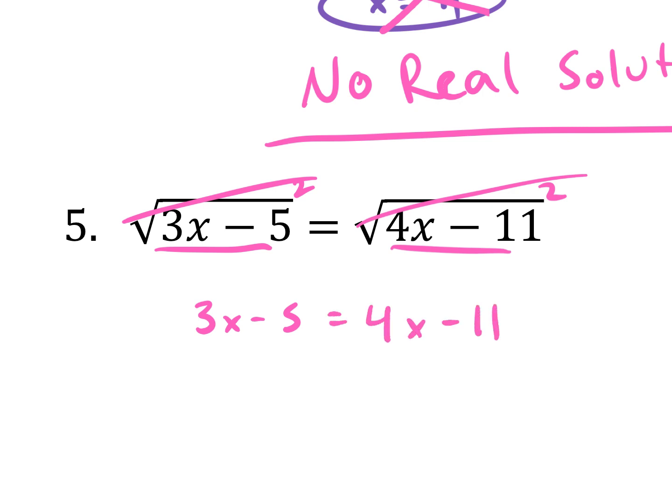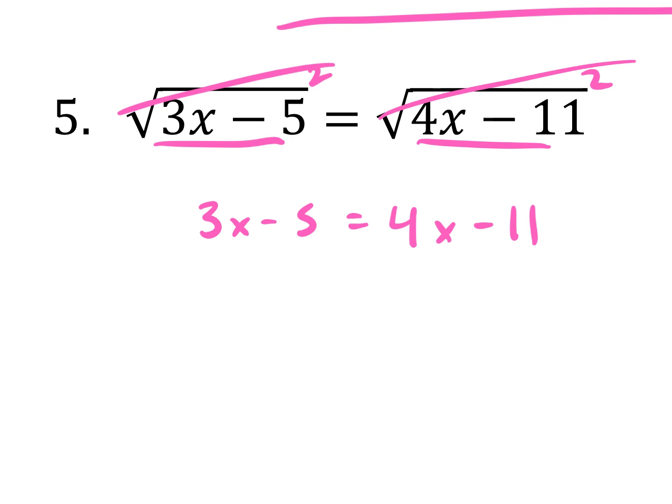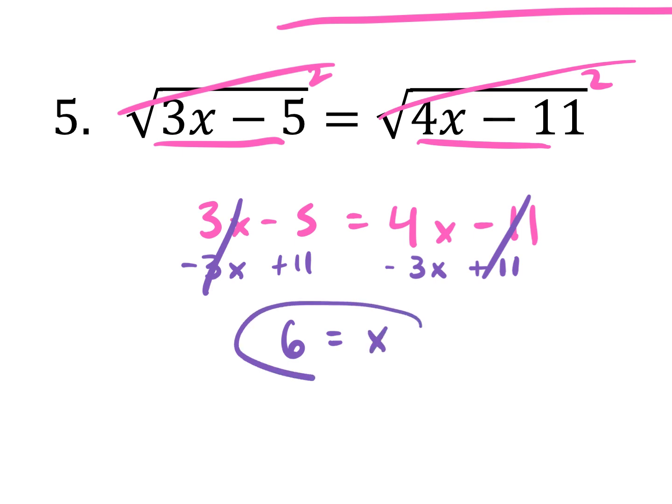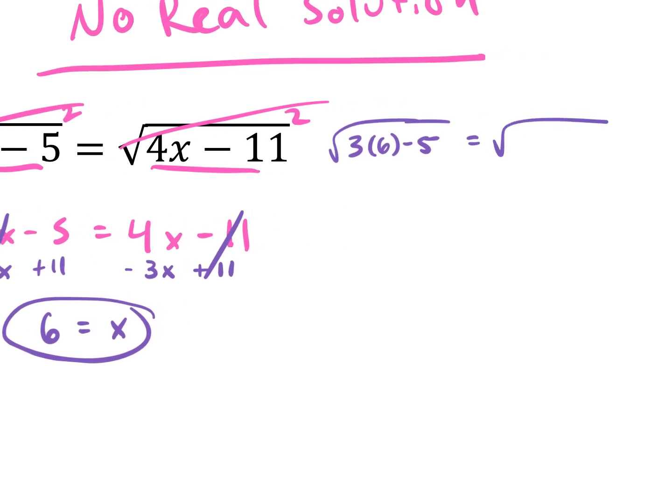What do we do next? I'm going to combine my like terms. So move our x's to one side and the constants to the other. 6 equals x. What do I need to do next? Plug it in. Let's check and see if it works. So the square root of 3 times 6 minus 5 is equal to the square root of 4 times 6 minus 11.